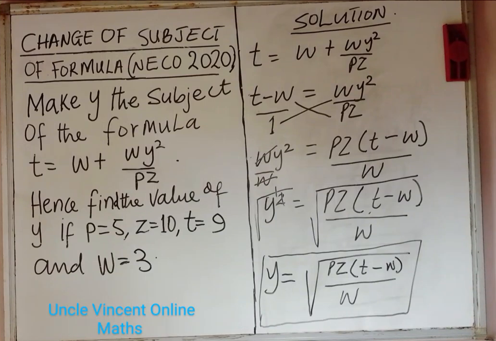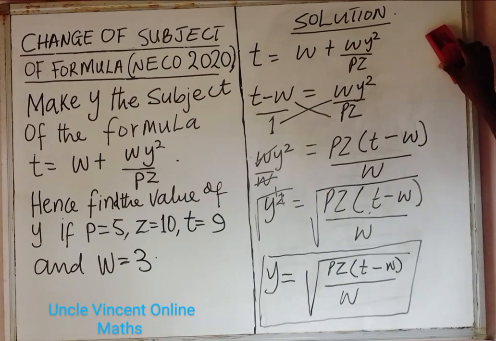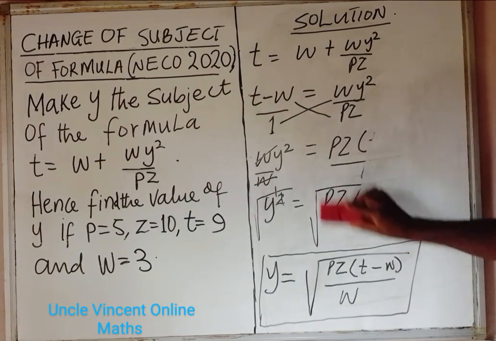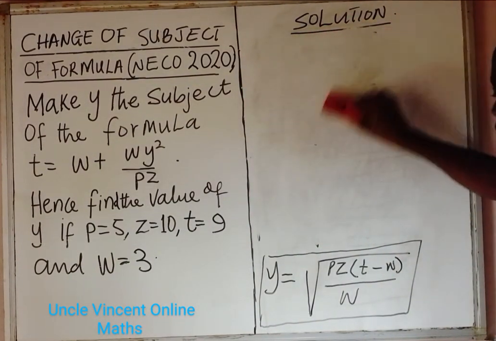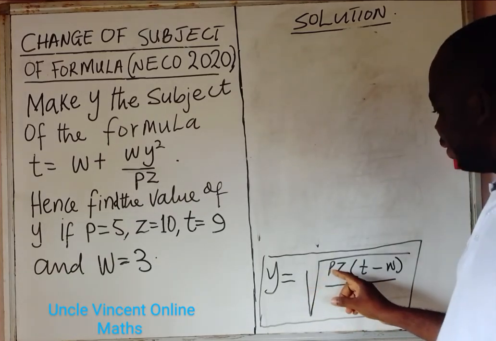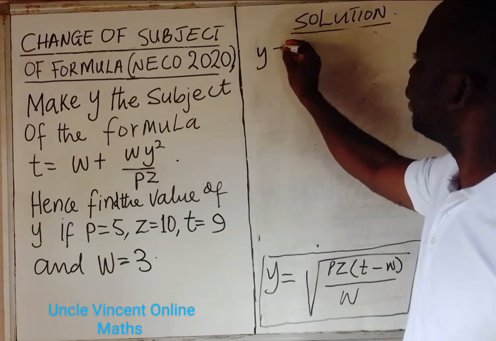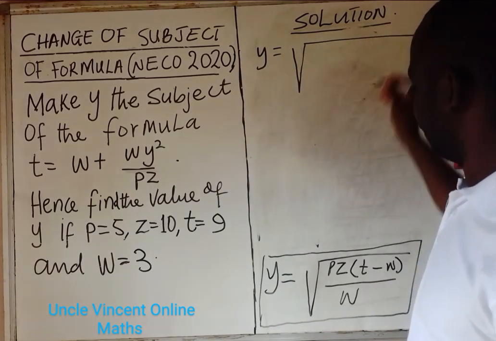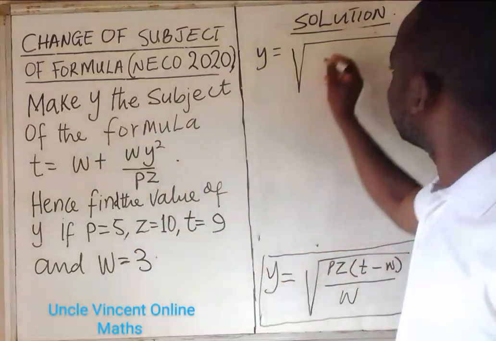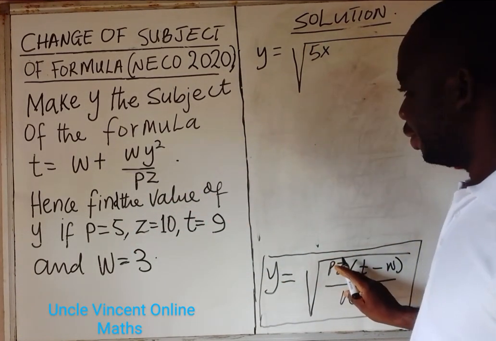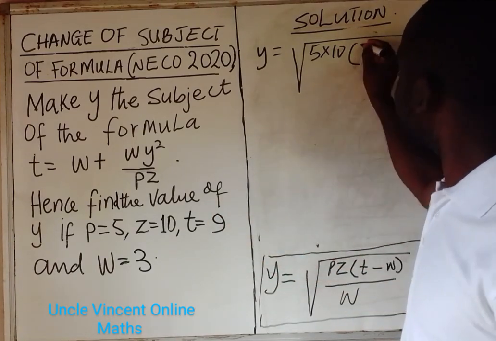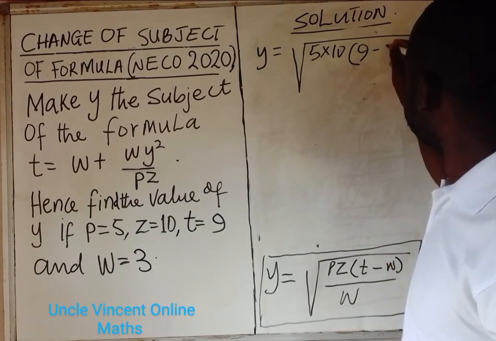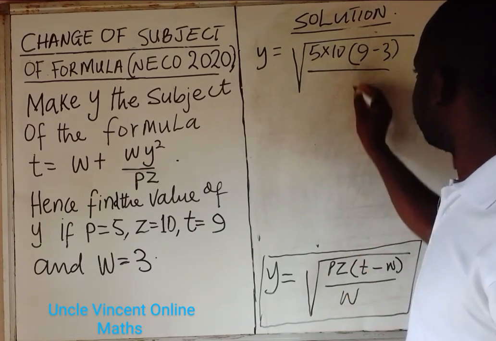We are further asked to find the value of y if p is 5, z is 10, t is equal to 9, and w is equal to 3. To do this, we simply substitute the values into the final equation. So if we are substituting these values here, we'll have y to be equal to square root. Remember, we are using this formula. P is 5, so this will be 5 times z is 10, so this will be 10. Bracket open, t is 9, so you have 9 minus w is 3 all over w, which is 3.